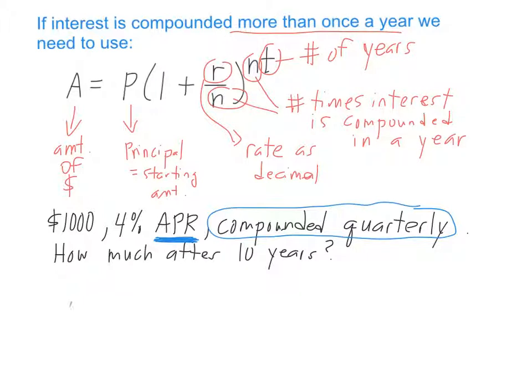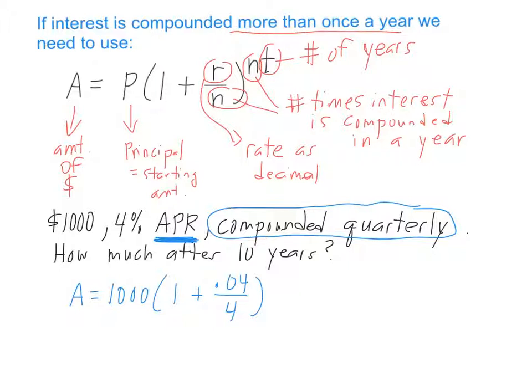So let's fill in our formula here. We're starting with 1,000. We have 1 plus 0.04, that's the 4% as a decimal, divided by 4. So it's being broken up into quarters, so we're taking that rate and dividing it by 4. Now, if we're taking a year's worth of interest, dividing it by 4, and we're looking to hang on to this over 10 years, you're going to have 40 different periods of that interest being applied to your account.